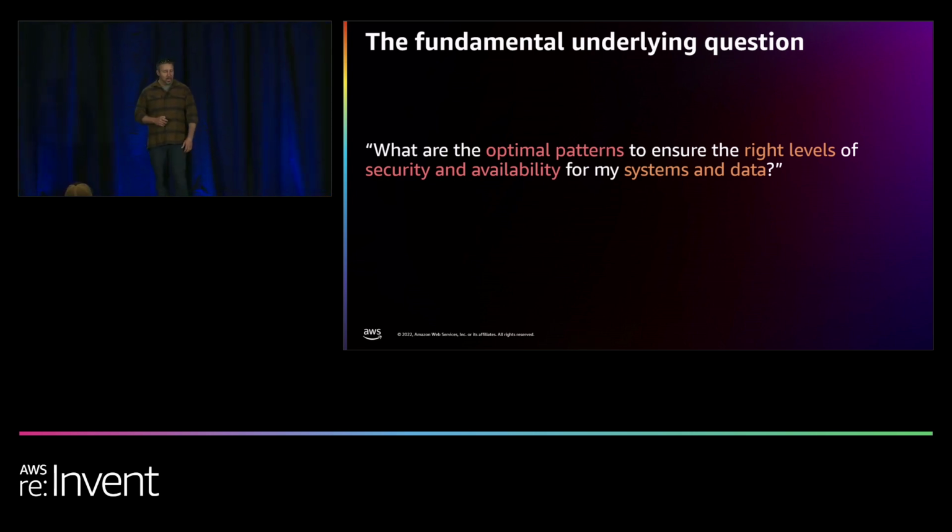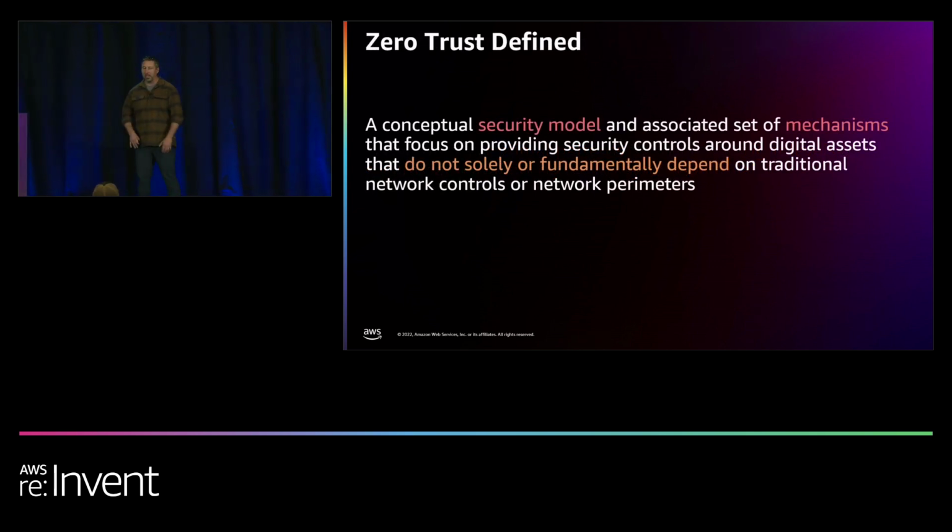And so we came up with this definition. Definitions are what definitions are. This one I think is fairly broad, but it gets to the heart of things in my mind. There's a couple of key things that I'll tune you into there. One is that we really think of this as a security model. This is a way of thinking about security. This is not necessarily a product. You might use products from AWS and others to implement Zero Trust, but it itself should be a security model. We then get into the do not solely or fundamentally depend on network perimeters.